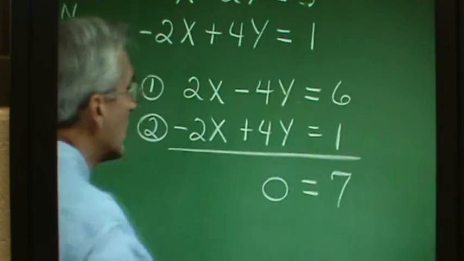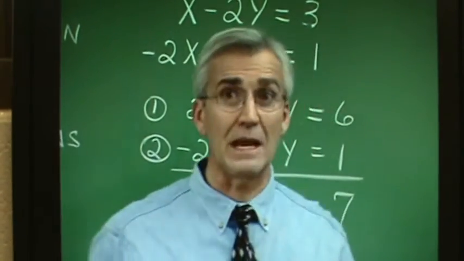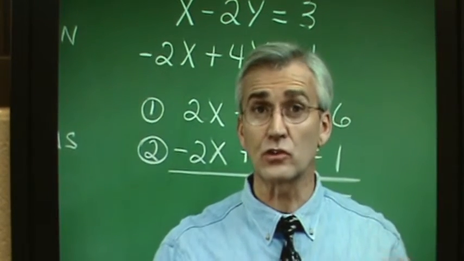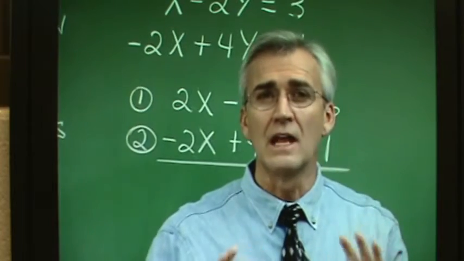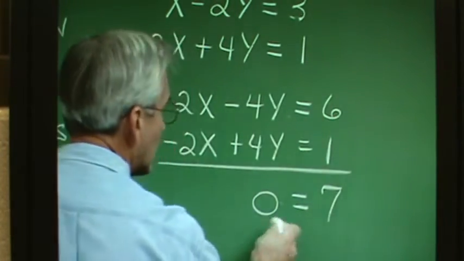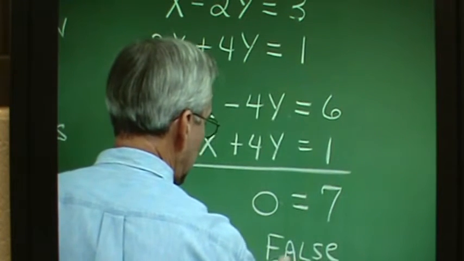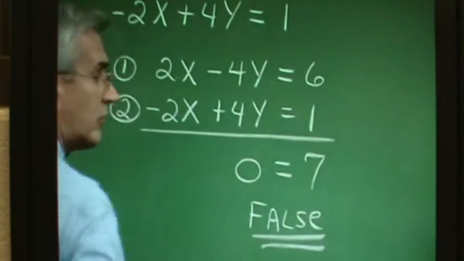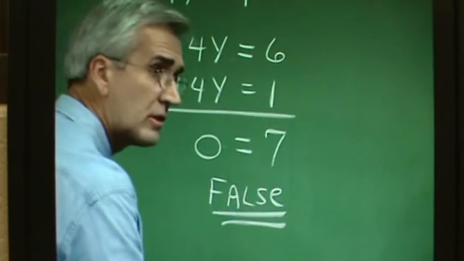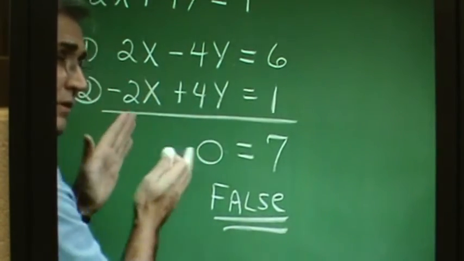Now, when both variables disappear from the system at the same time, you look to see whether the resulting statement is true or false. And that's the thing that tells us the kind of system that we have. Now, this statement, 0 equals 7, is a false statement. And since it's a false statement, it means there are no solutions to this system. It is an inconsistent system. The graphs here turn out to be parallel.